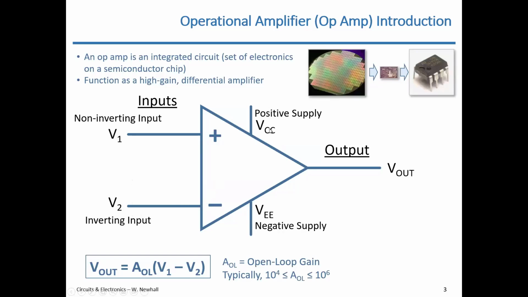Likewise, the positive supply can be drawn on the top or the bottom, and the negative supply can be drawn on the top or the bottom. But if you see VCC written next to the terminal, it's always the positive supply. VCC is always the positive supply. VEE is always the negative supply. You'll see some examples in homework of that, so pay attention to where the plus and the minus are oriented next to the inputs and where VCC and VEE are written.